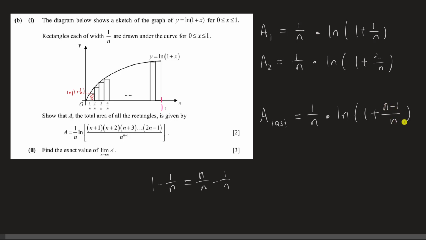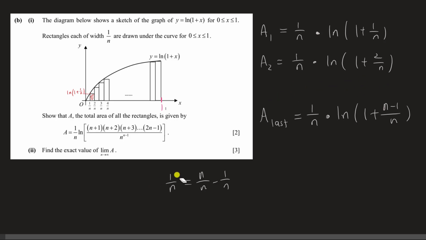So you already know that the last rectangle is the (n - 1)th rectangle, since this number matches this number here always. So if, let's say, they ask you what's A50, it'll be 1 over n ln(1 + 50 over n). But this is not required.